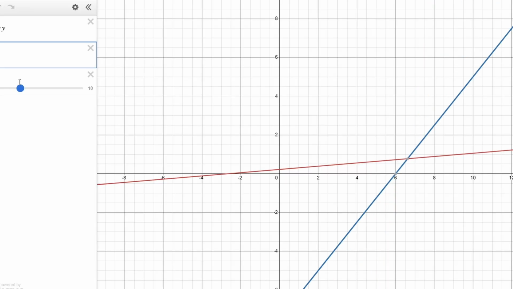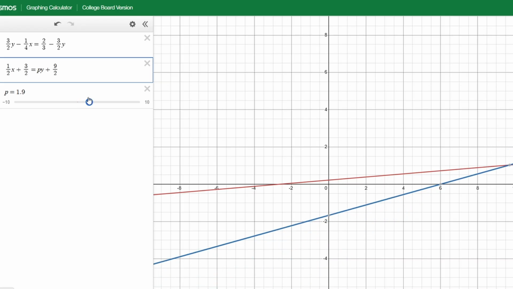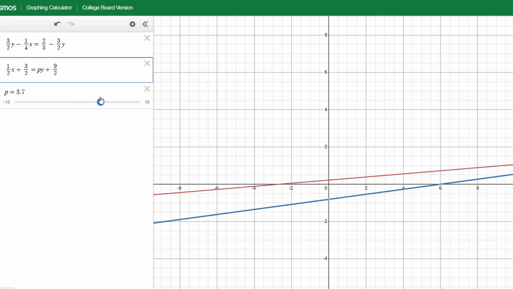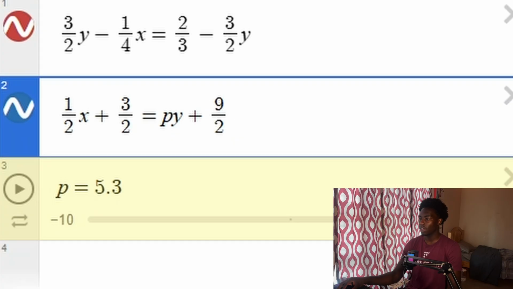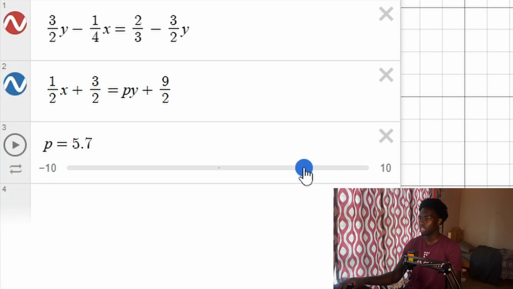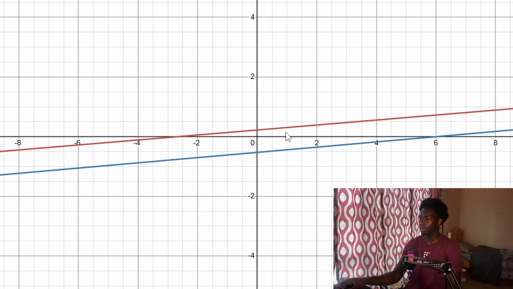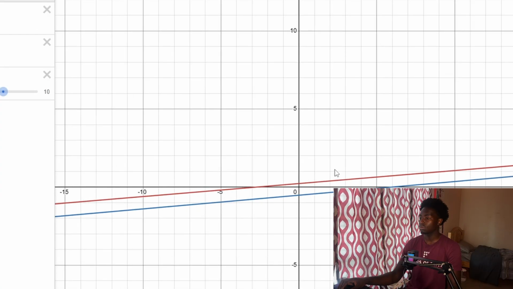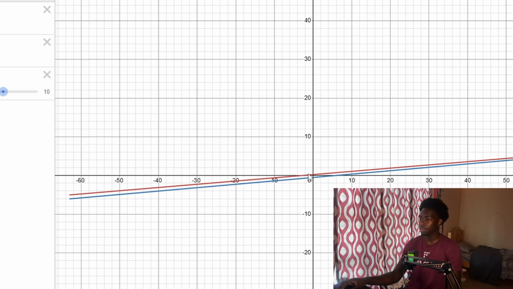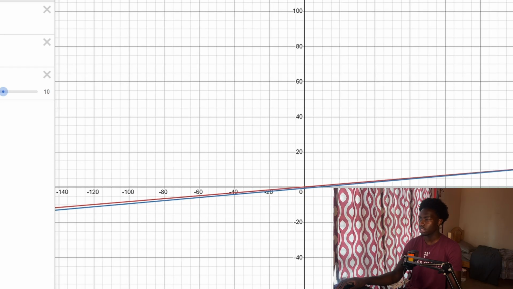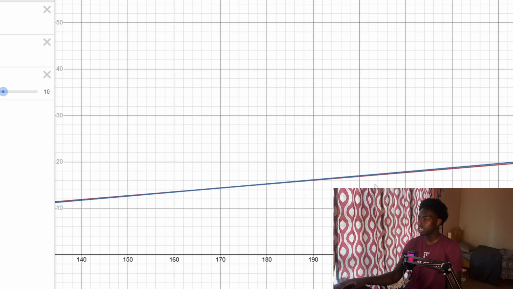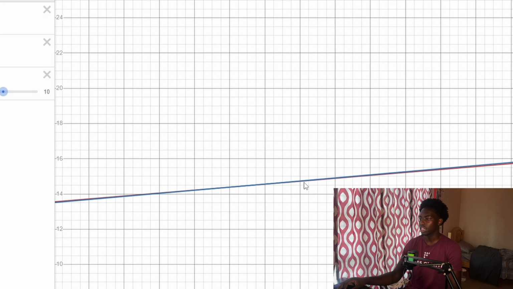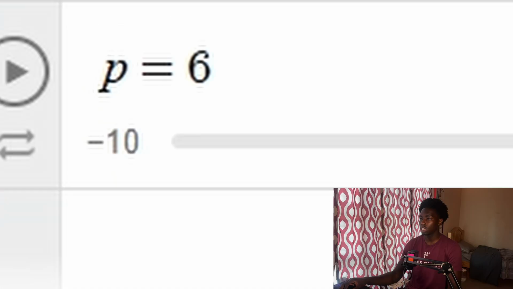So all we have to do now is use our slider until we get to a value that looks about parallel. I'd probably say 5.7 actually looks pretty parallel. What we now need to do is zoom out. It's important to zoom out because we need to see if these lines end up touching at a point later on. If we do that, we can see now that the lines do intersect with a p-value of 5.7. So let's readjust our line.